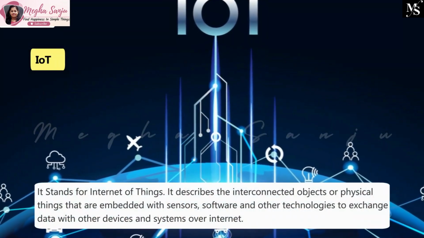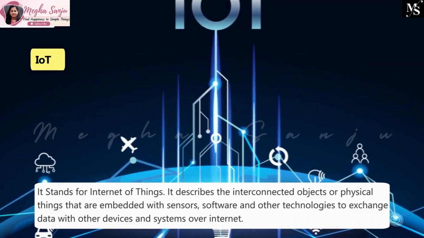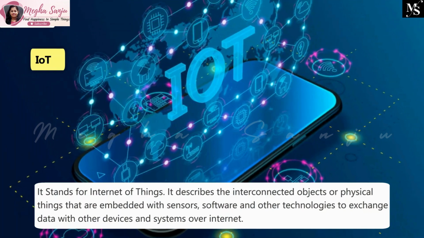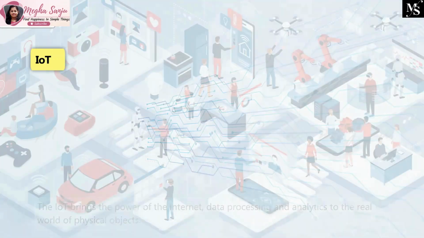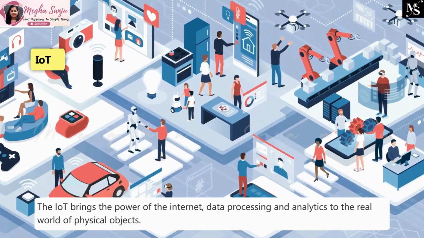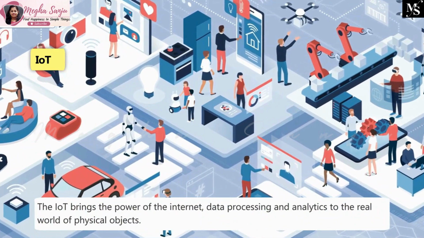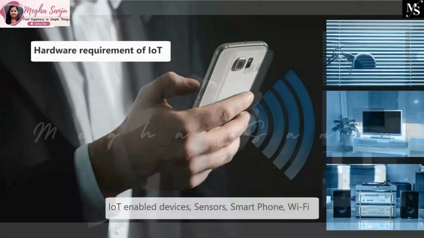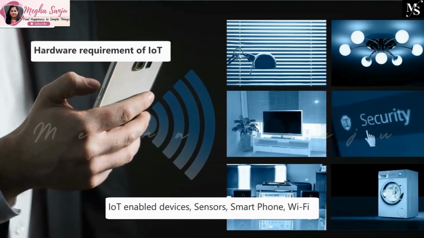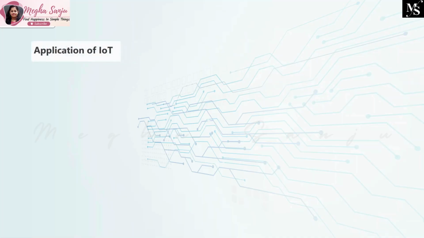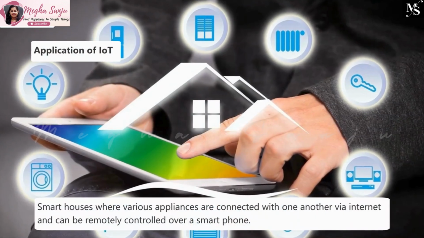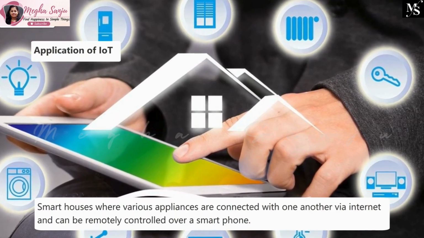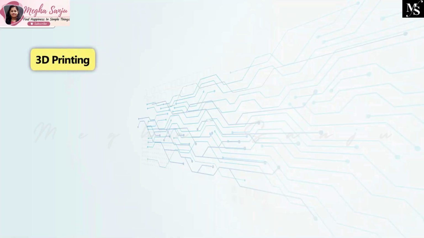IoT. It stands for Internet of Things. It describes the interconnected objects or physical things that are embedded with sensors, software, and other technologies to exchange data with other devices and systems over the Internet. The IoT brings the power of the Internet, data processing and analytics to the real world of physical objects. Hardware requirement of IoT: IoT-enabled devices, sensors, smartphone, Wi-Fi. Application of IoT. Smart houses, where various appliances are connected with one another via the Internet and can be remotely controlled over a smartphone.